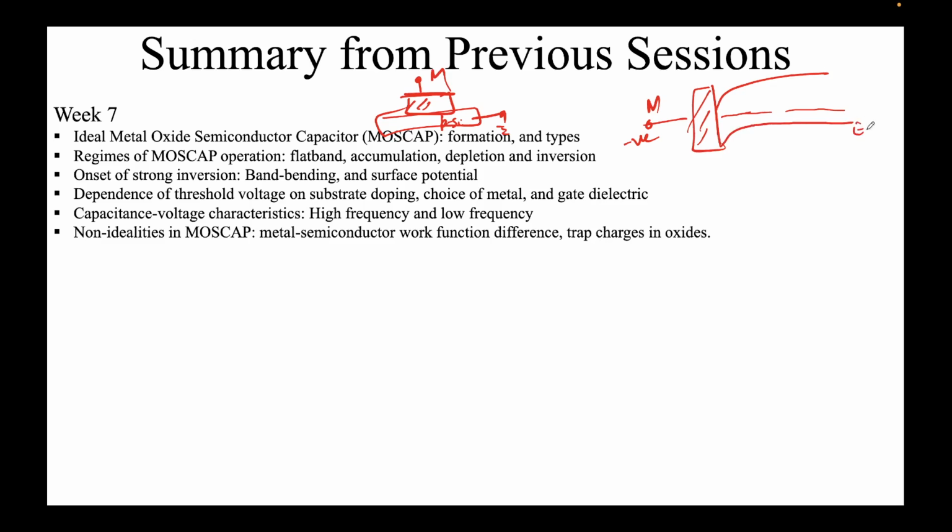This is your EV, EC, and EF. If you look close in the bulk, EF is close to EV. That means it's predominantly p-type. However, at this interface, EC is closer to EF, that is predominantly n-type. So the nature of semiconductor from p-type in the bulk to n-type at the surface, this phenomenon is known as inversion, right? And the voltage at which that happens, we called it the threshold voltage.